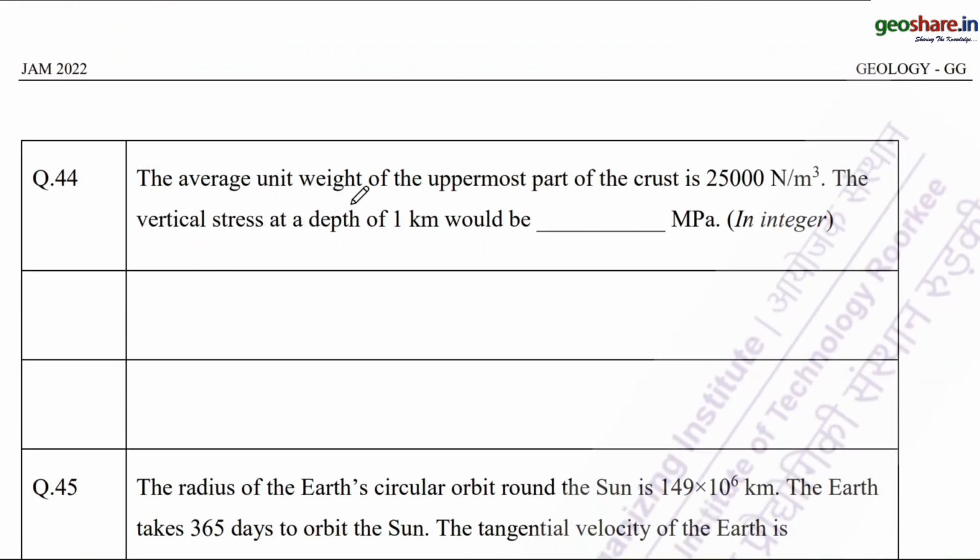The average unit weight of the uppermost part of the crust is 25,000 newton per meter cube. The vertical stress at a depth of 1 kilometer would be 25.